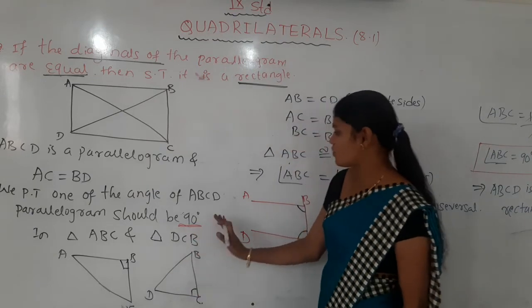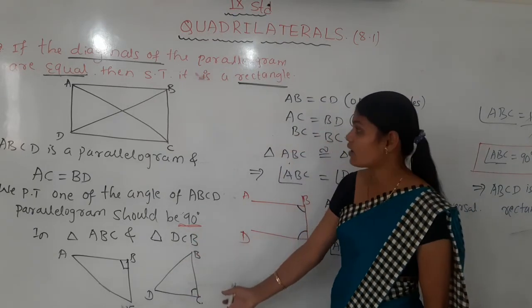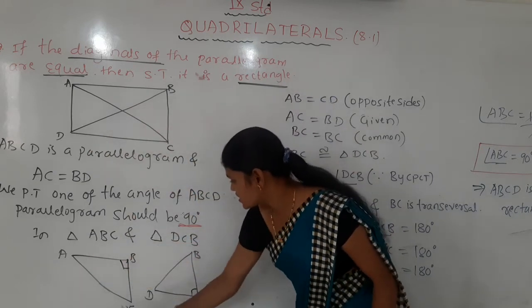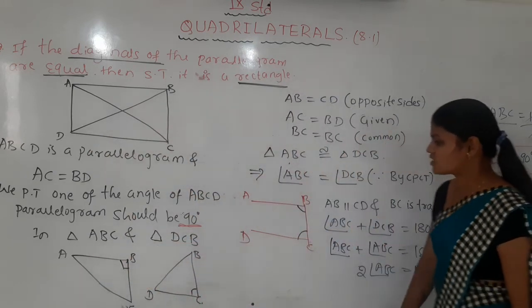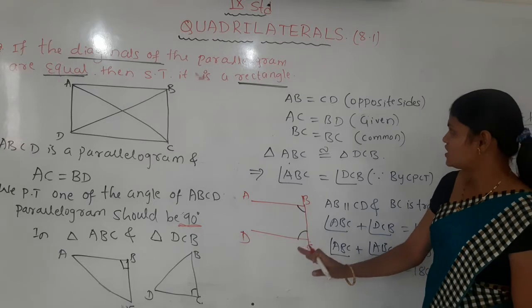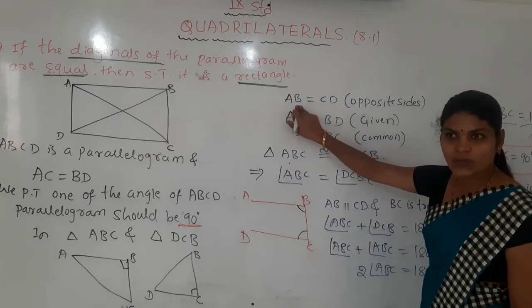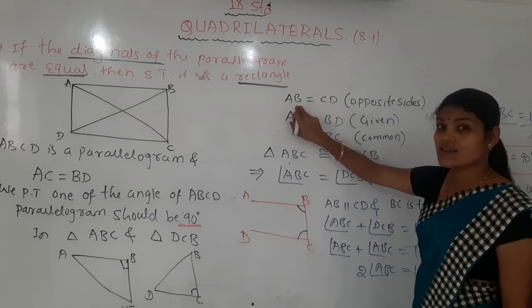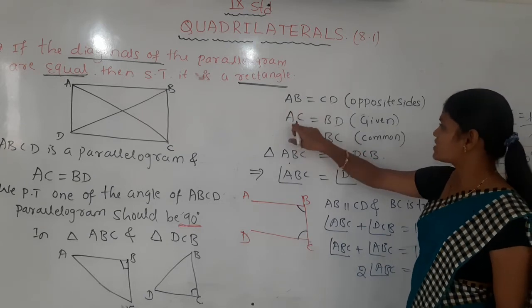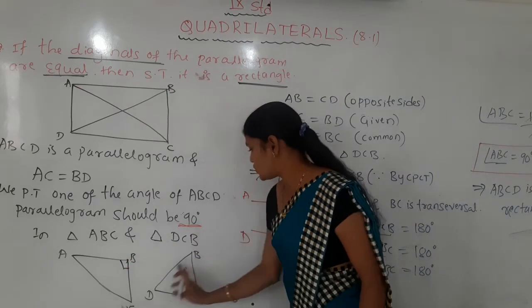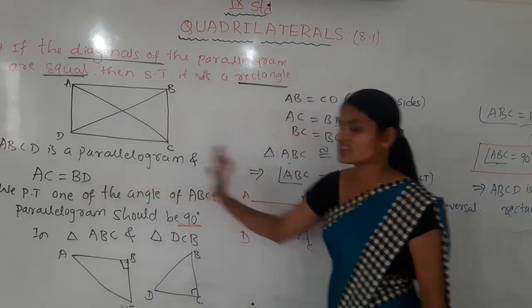Prove that it is 90 degrees. In triangles ABC and DCB, what are the things that are the same? AB equals DC, or CD. Why? Because in a parallelogram, opposite sides are equal as well as parallel. And AC equals BD. Why? AC equals BD as given, the diagonals are equal.